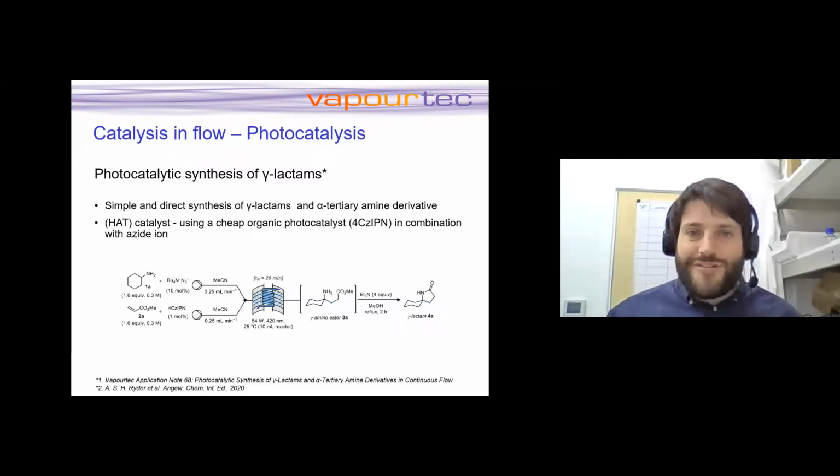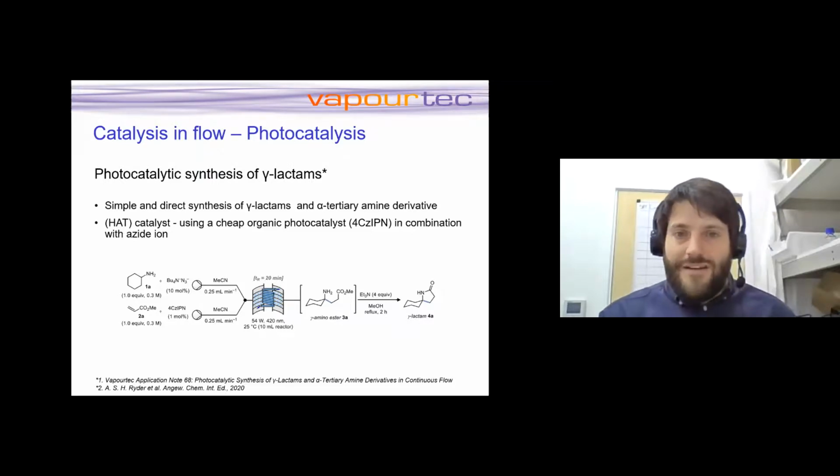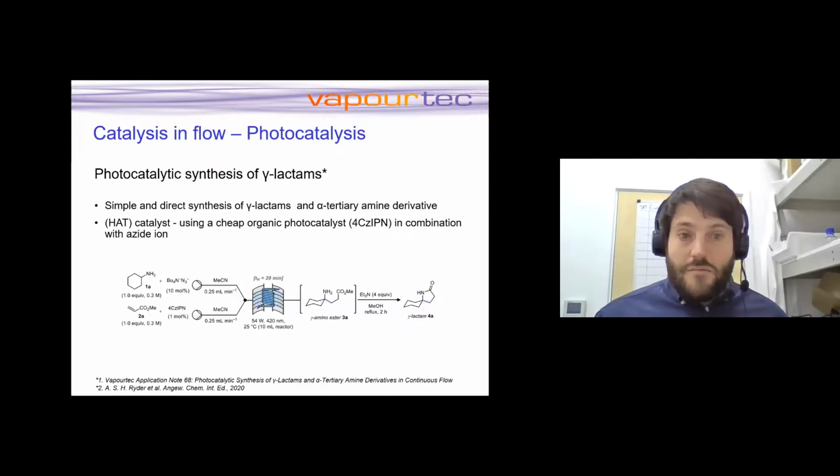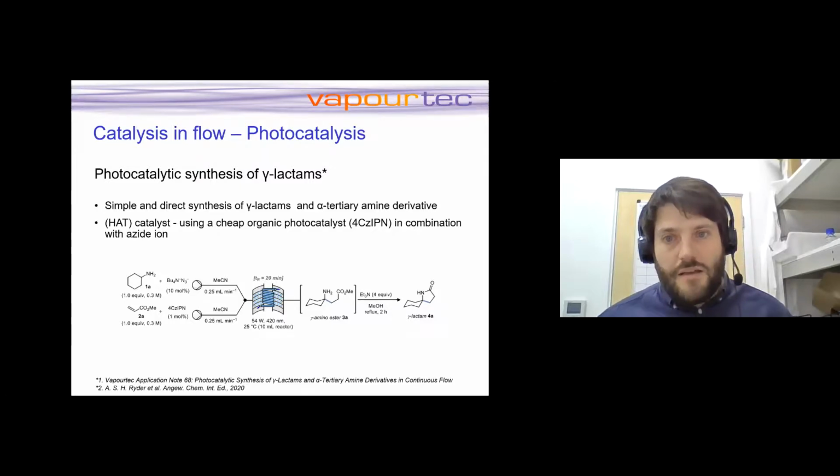So you can see here, this is the system setup, very simple, yet the chemistry is very, very complex. This work was done by the Creswell lab at the University of Bath with one of our VaporTech flow chemistry systems, in which they have effectively the aliphatic amine, methyl acrylate, catalyst, and an acid ion. They are irradiated under 420 nanometers and synthesize a gamma amino ester that can be cyclized to a gamma lactam.